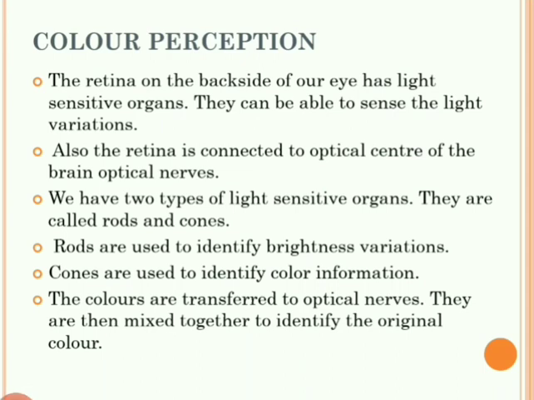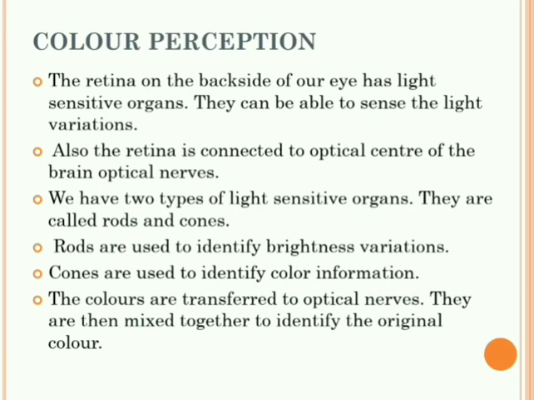Now what is color perception? How is color formed in our eye? Whatever color we are seeing, how is it possible that we can see it in our eye, that is given here. The retina on the back side of our eye has light sensitive organs, we have seen it before also, that are able to sense the light variations, both black and white light and color light.